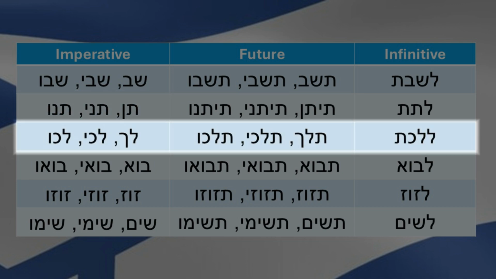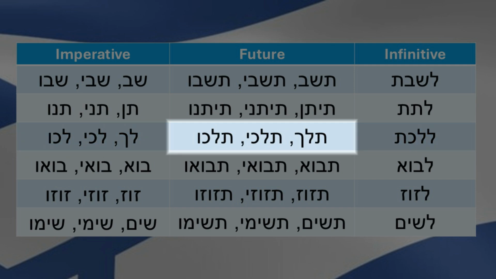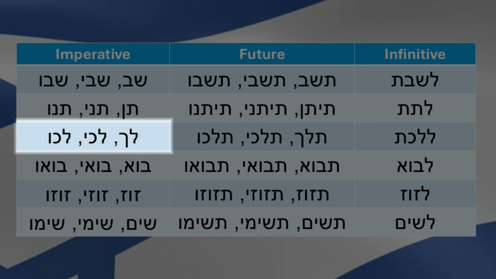And the shoresh of lalechet is hey, lamed, kaf. And the hey drops out. So we have telech, telchi, telchu for the future tense. And for the imperative, we have lech, lechi, lechu.